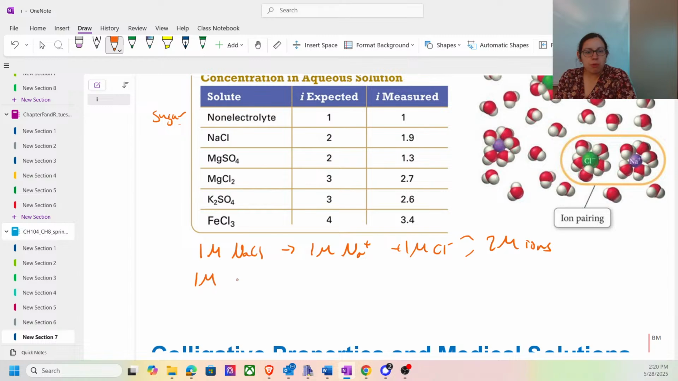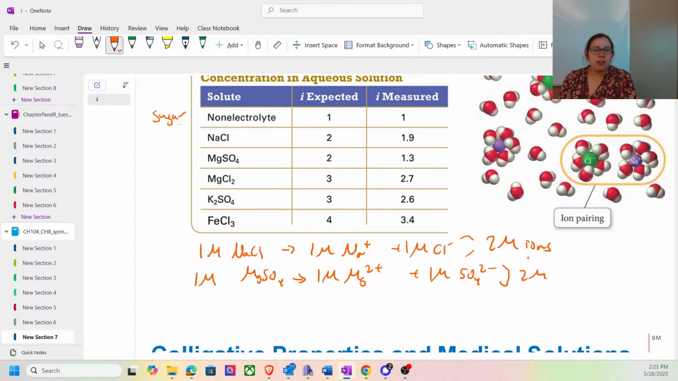So if we have a 1 molar solution of magnesium sulfate, we're saying that it disassociates into 1 molar of magnesium and a 1 molar solution of sulfate. So again, 2 molar total of ions. And so that just continues. Magnesium chloride dissolves into 1 magnesium, 2 chlorines, so again, 3 molar of ions.